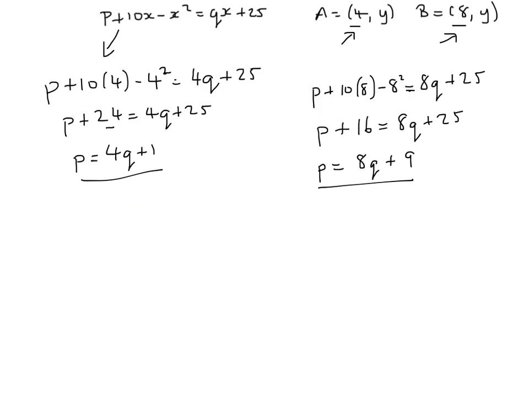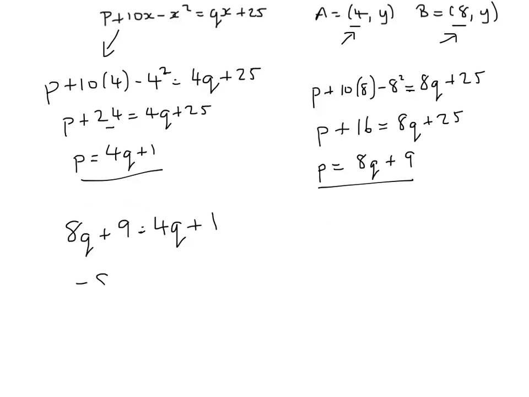So we've got two equations that are quite easy for us to work with now, and two unknowns. Thinking about normal simultaneous equation ways of working, in fact we don't even need simultaneous equations, because they're both equal to p. So we can just eliminate p straight away. We get 8q plus 9 is equal to 4q plus 1.